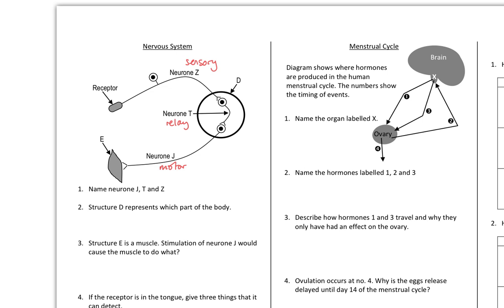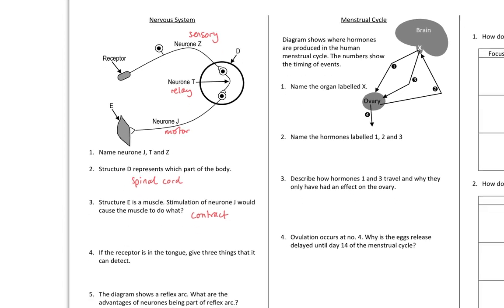And the relay neuron is within D, so D must be the spinal cord. No H in cord. And such E is a muscle. Stimulation of neuron J would cause the muscle to do what? Well, muscles only do two things. They contract and relax. So it's going to be a contraction when you stimulate it.